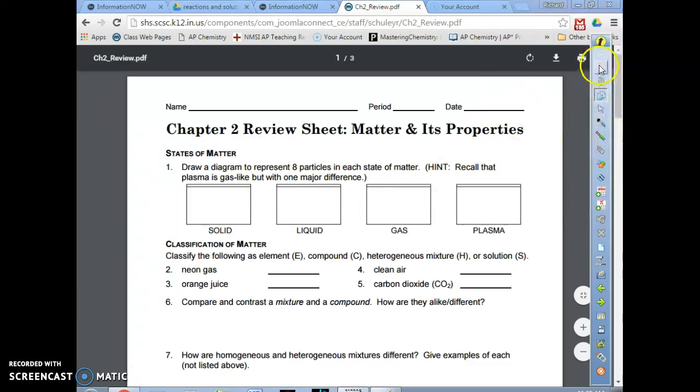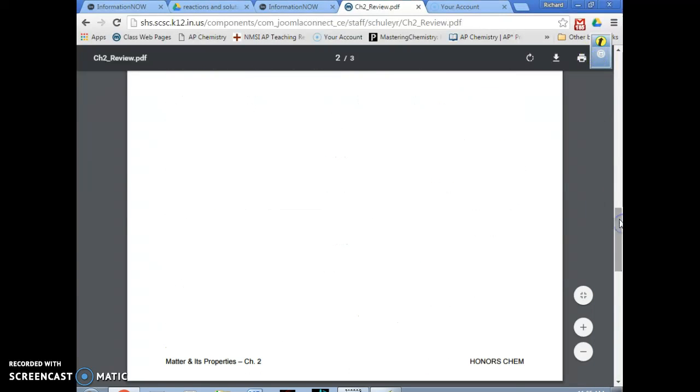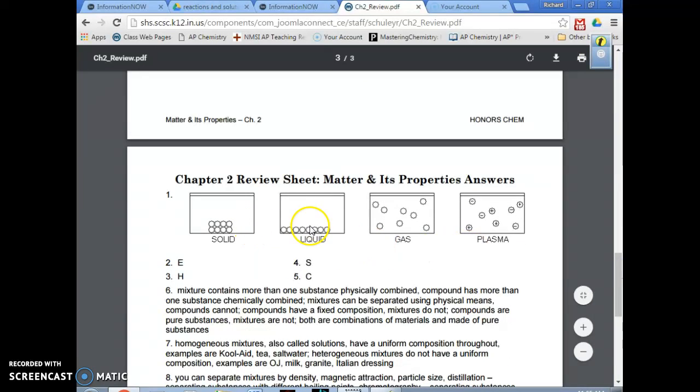I'm just going to go down and look at the pictures in the first one, and then you want to draw them kind of sitting in the container at the bottom, draw them all over the paper, and then show them electrically charged up here in the plasma.